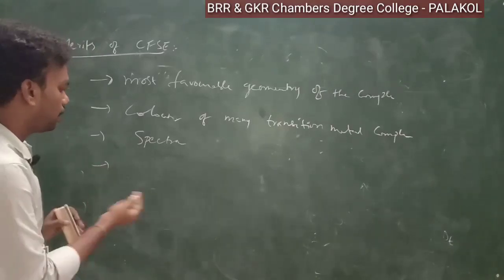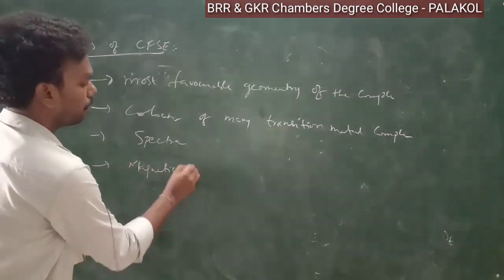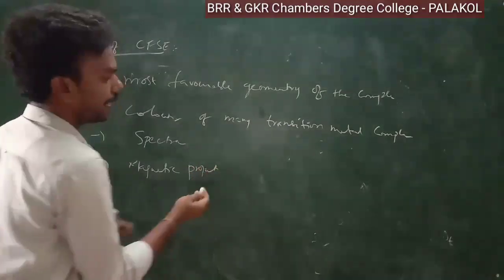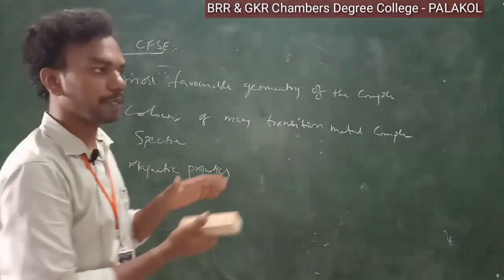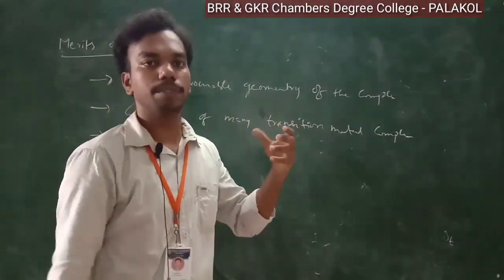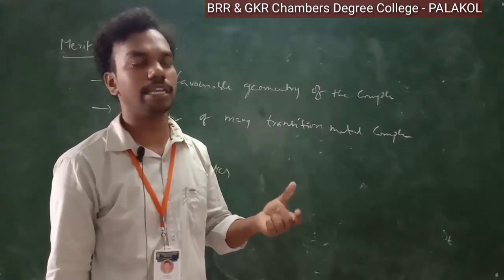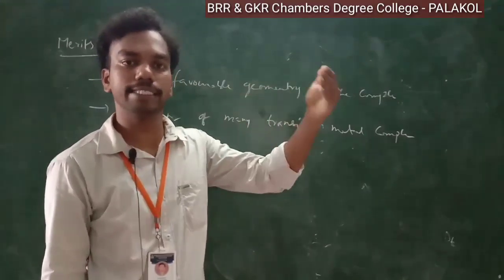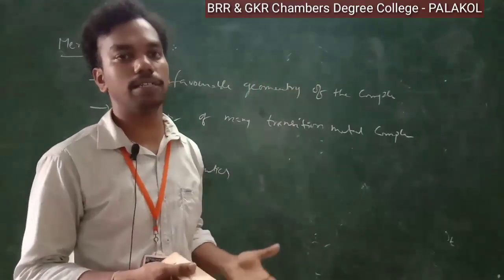And next, magnetic properties. Magnetic properties depend upon the extent of d orbital splitting. If the d orbital splitting is more, that means in strong field complexes the pairing of electrons takes place. That means there is a smaller number of unpaired electrons. Instead of going into the higher energy state, the electrons are paired up if the energy gap is more. Hence the magnetic nature decreases.